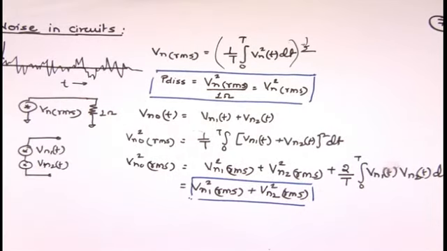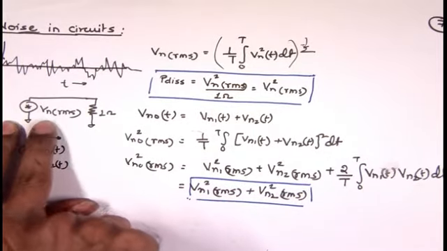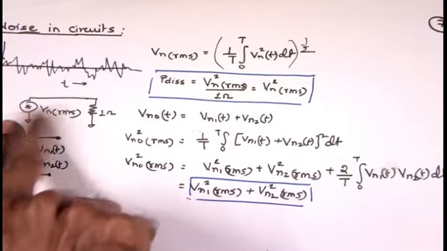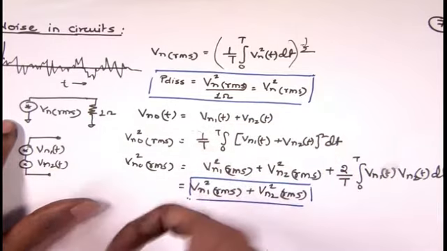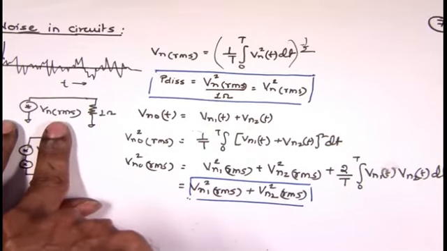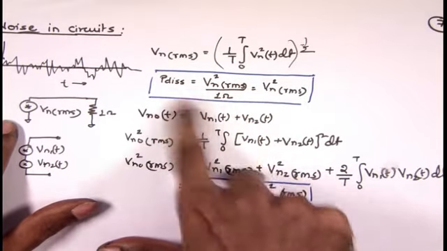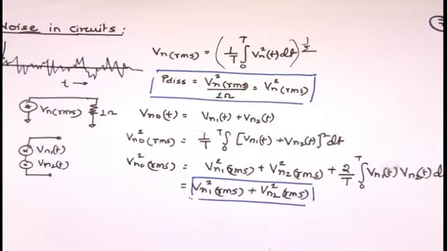RMS value is important because power dissipated by a particular signal can be found out from the RMS value. So if we assume that there is a noise source whose RMS value, Vn RMS, we have found out by this process, we can find out the power delivered by that source to a 1 ohm resistor just by saying V square upon R, because in order to do the power computation, we follow the same thing. So power dissipation can be expressed in the form of the RMS value of the noise. That's why the mean square value of the noise becomes an important quantity, because it quantifies the overall power, overall energy it can deliver to a 1 ohm load.